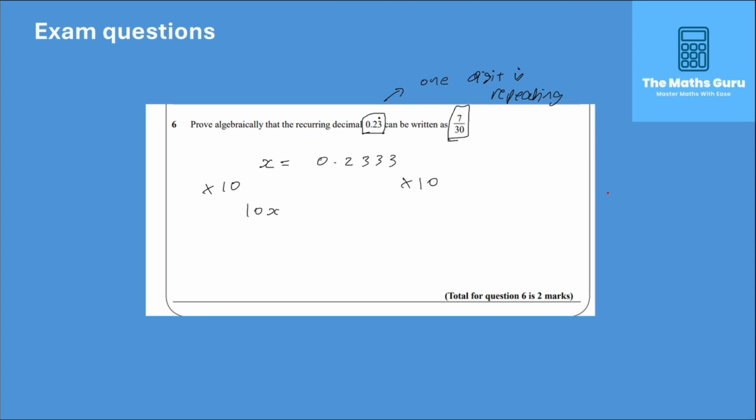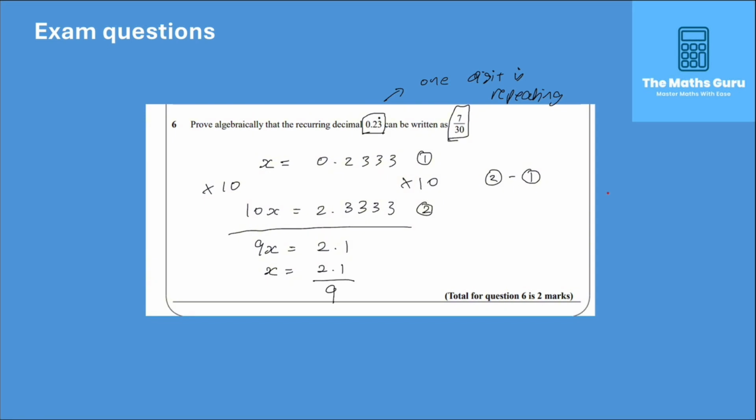So 10x is equal to 2.3333. This is equation number 2. This is equation number 1. We then do equation number 2 minus equation number 1 to get rid of as many of these recurring decimals as possible. And what we see is we get 9x is equal to 2.1. Then solving for x, we get x is equal to 2.1 divided by 9.